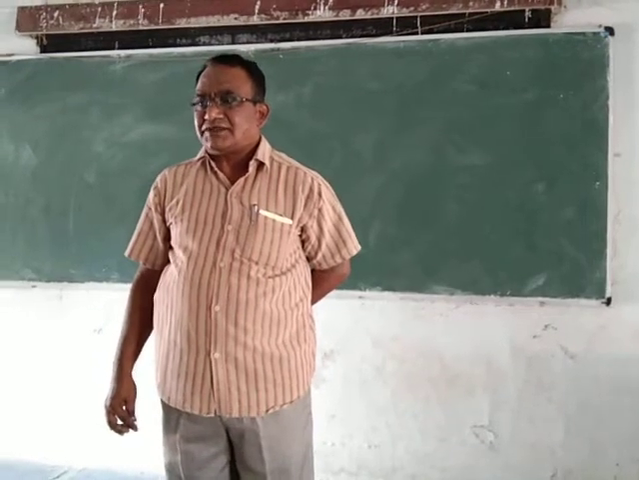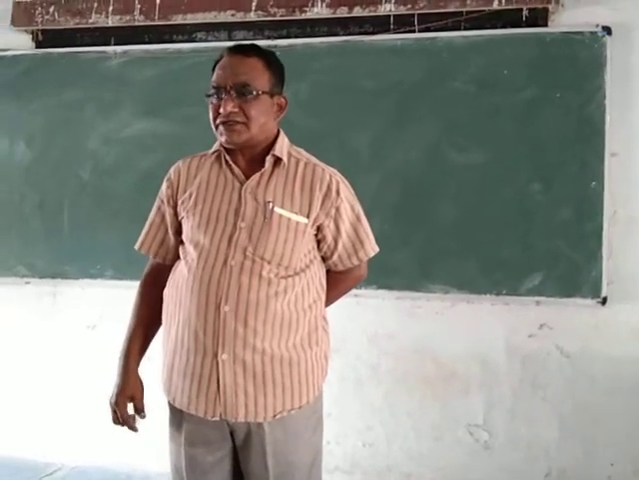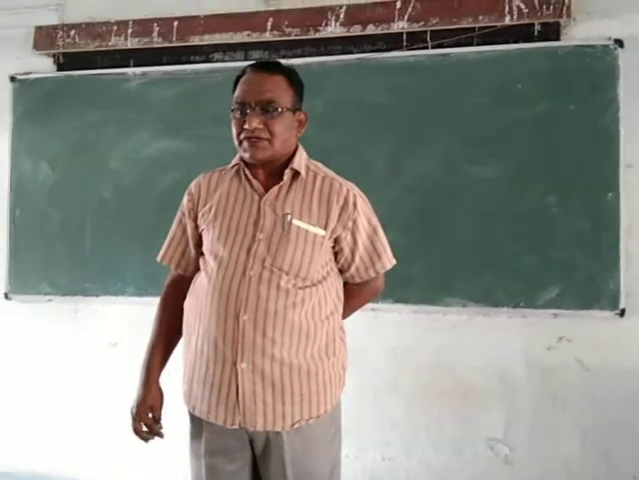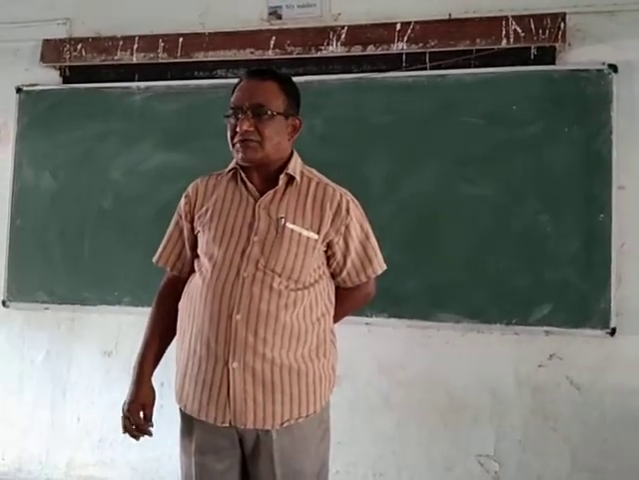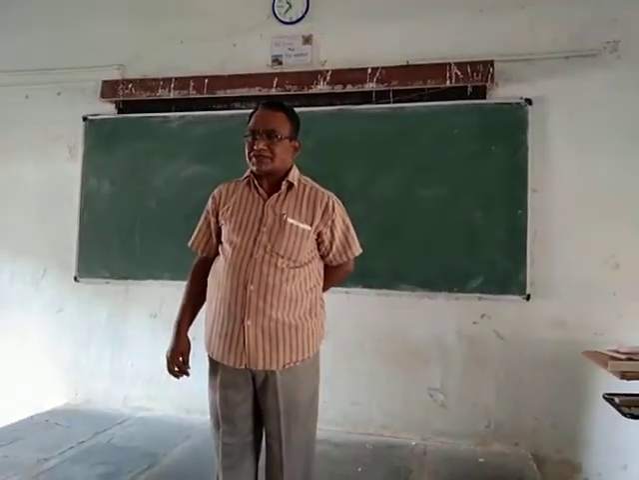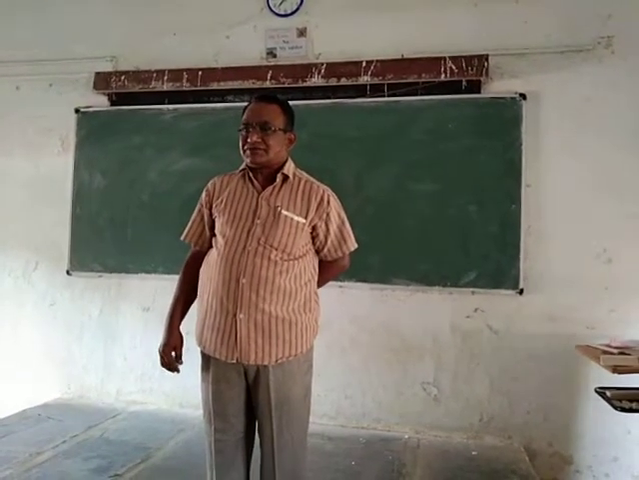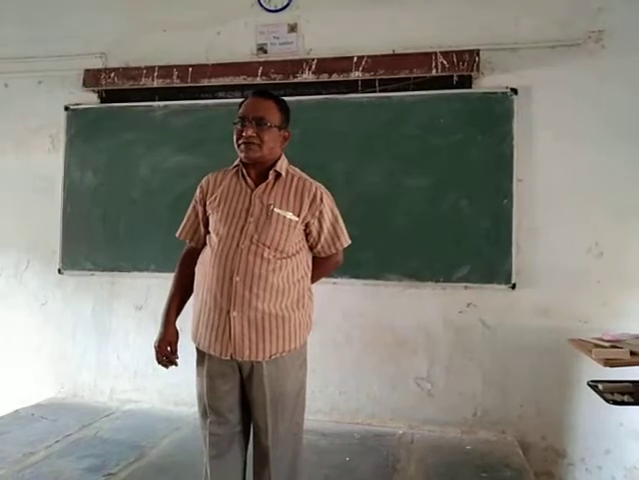Next, we have gone through another form of the beta function. Thereby we have seen beta(m, n) is equal to what? Integral from 0 to infinity of x to the power m minus 1 divided by (1 plus x) to the power m plus n dx. This is another form of the beta function.